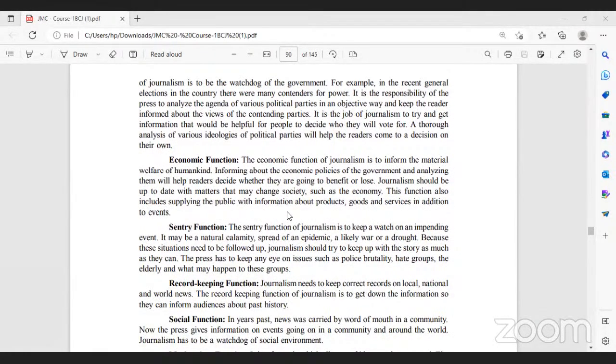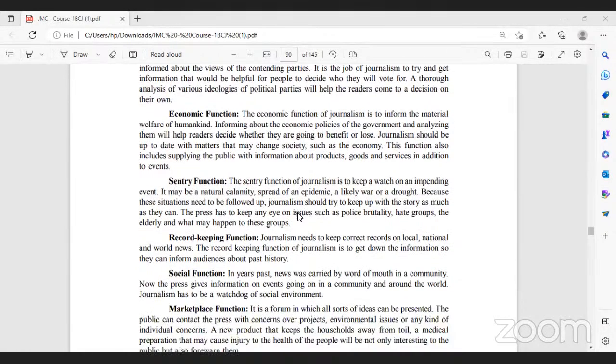Then the other one is the economic function, which is about the welfare of humankind, informing about the economic policies of the government and analyzing all this so that readers can understand what is happening in the country. It should also update the matters that may change society, because the economy is not stagnant, it is dynamic in nature. So the economic function includes supplying the public with information about products, goods, and services, in addition to the events.